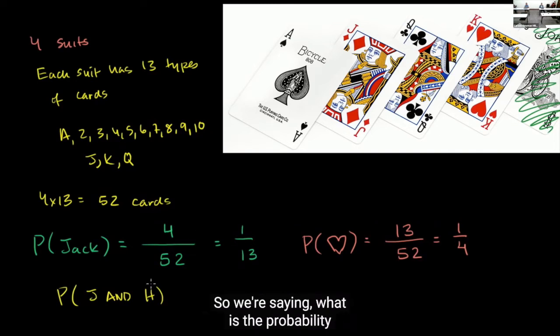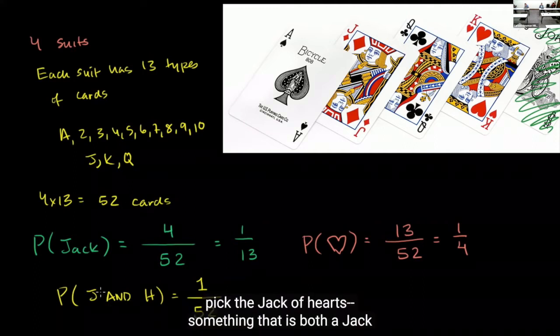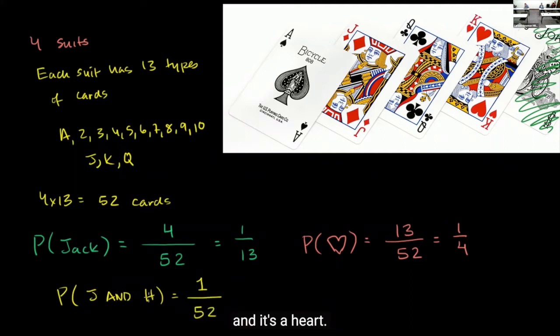So we're saying, what is the probability that we pick the exact card, the jack of hearts? Well, there's only one event, one card that meets this criteria right over here, and there's 52 possible cards. So there's a 1 in 52 chance that I pick the jack of hearts, something that is both a jack and a heart.